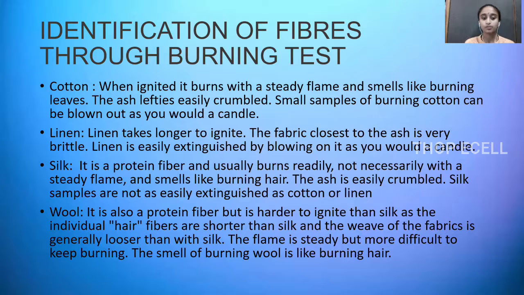Silk is a protein fiber and it usually burns readily, but it doesn't have a steady flame and it smells like burning hair, and ash can be crumbled easily. But silk cannot be extinguished very easily like cotton and linen. Wool is also a protein fiber and it is harder to ignite when compared to silk, and it is difficult to keep wool burning steadily, and the smell of burning wool is also the same as silk, burning hair.